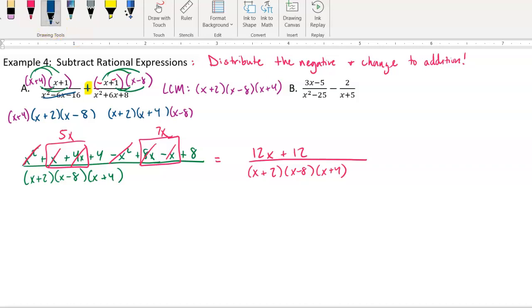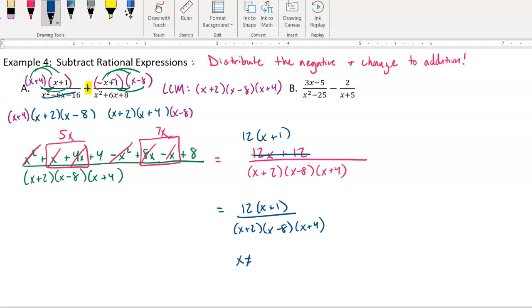Now to save myself a little space, I'm just going to recognize that this would be the same. I can factor out a 12. So that's going to be the same as 12 times x plus 1. And that can't simplify at all. So we could write the numerator in either form. It doesn't matter. Or we could have left it the way it was.